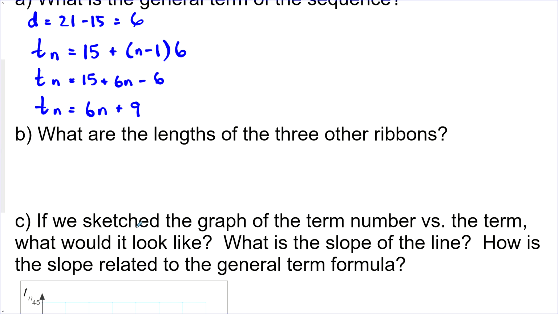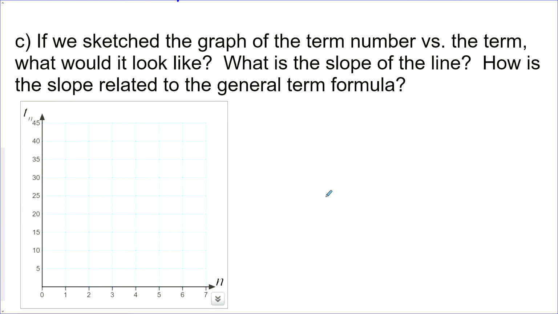What are the lengths of the other 3 ribbons? So we just need to add 6 each time. The last one there was 27, so the next one would be plus 6 is 33, plus 6 again is 39, and plus 6 again is 45 centimeters. If we sketched the graph of the term number versus the term, what would it look like?